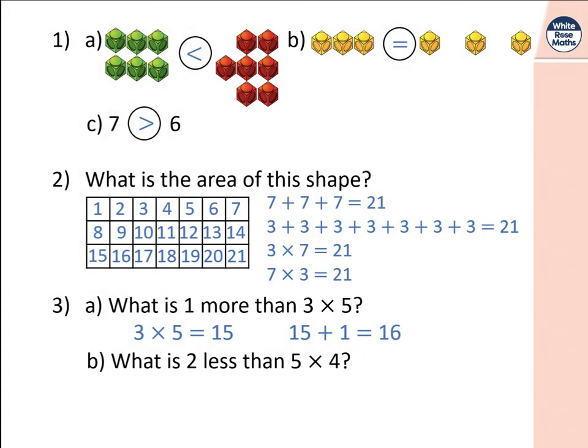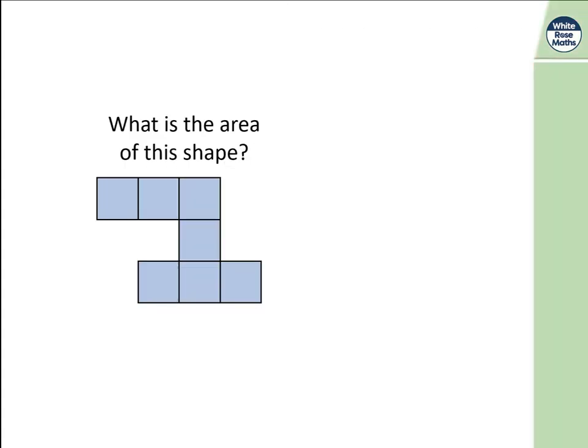And then let's look at 3b. What is 2 less than 5 times 4? 5 times 4 equals 20. So 20 take away 2 equals 18. Good job. What is the area of this shape?